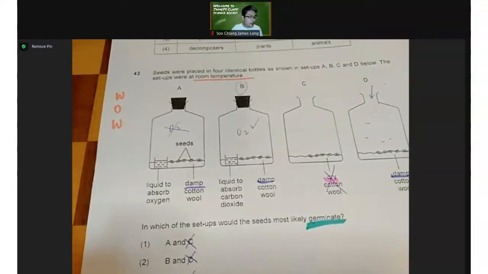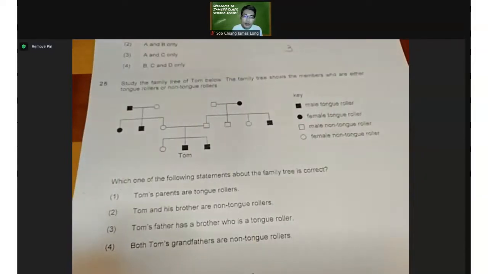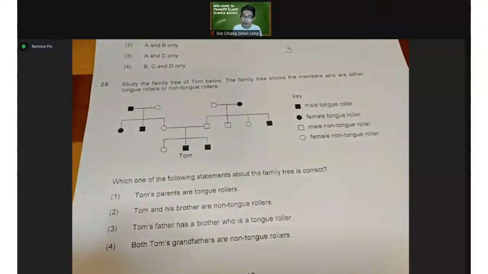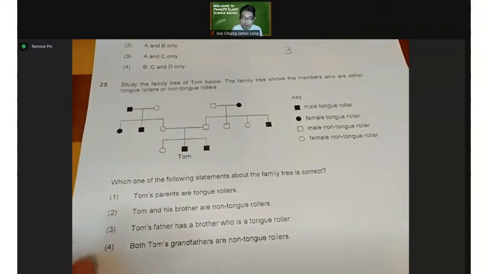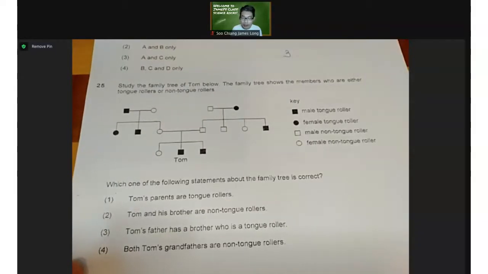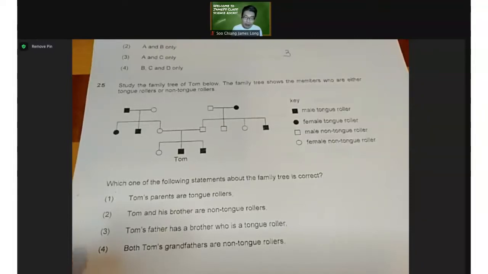We're going to work on a different concept now. Let's go to question 25. Now, question 25 is under the theme of cycles, definitely, and under human reproduction. This kind of question hasn't been seen for a while, but it's good to always know and to learn. So if it comes out, well, you are being prepared for this. So study the family tree of Tom. The family tree shows the members who are either tongue rollers or non-tongue rollers. So it could be complicated, so I always have to use colors to help me out.